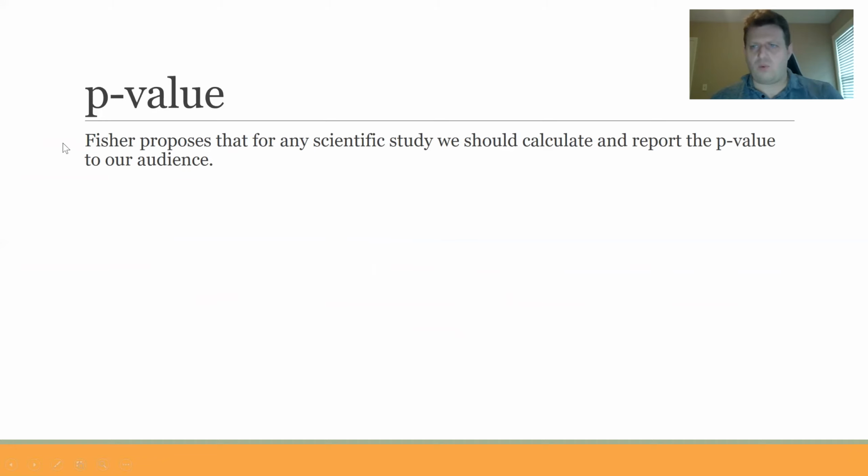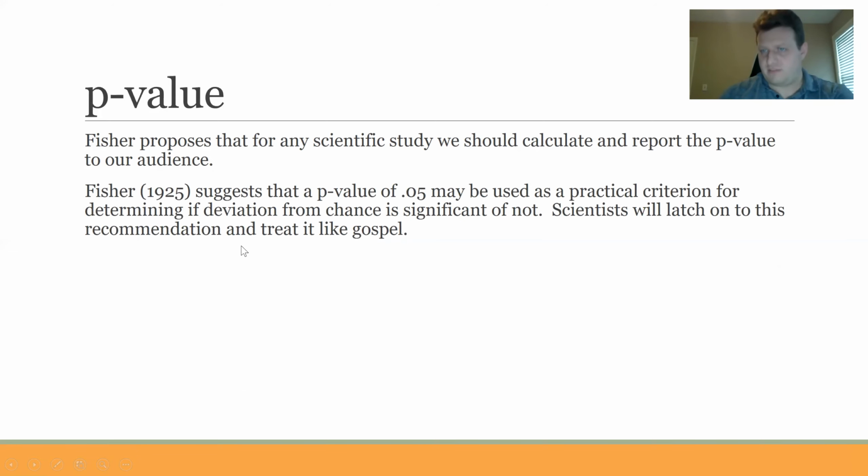So Ronald Fisher proposes that for any scientific study, we should calculate and report what the p-value is, and he gives this guidance to people. And this guidance is going to be famous, that if the p-value is 0.05 or smaller, then we can practically say that we've got a statistically significant finding, that we have a true effect. If the p-value is greater than 0.05, then it might just be due to chance. So he gives kind of a throwaway message that 0.05 might be used as a practical applied cutoff. But he doesn't put too many eggs in that basket.